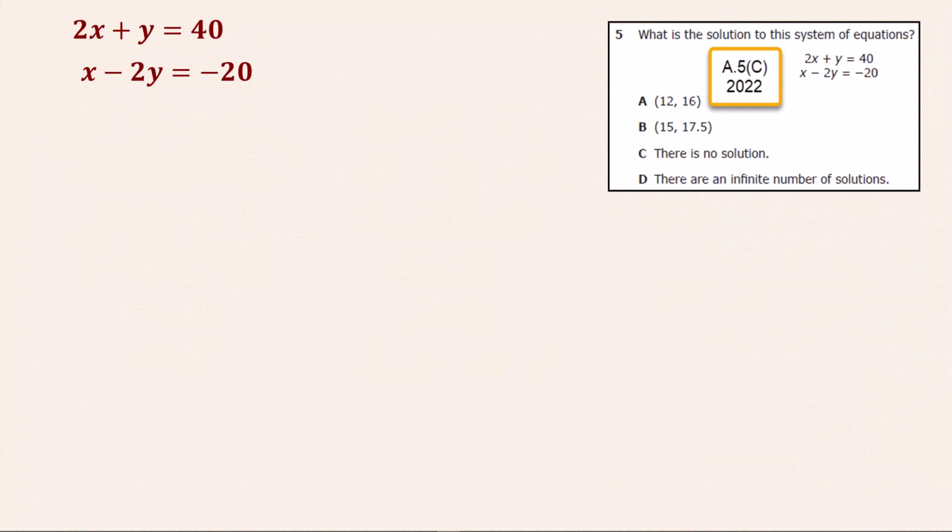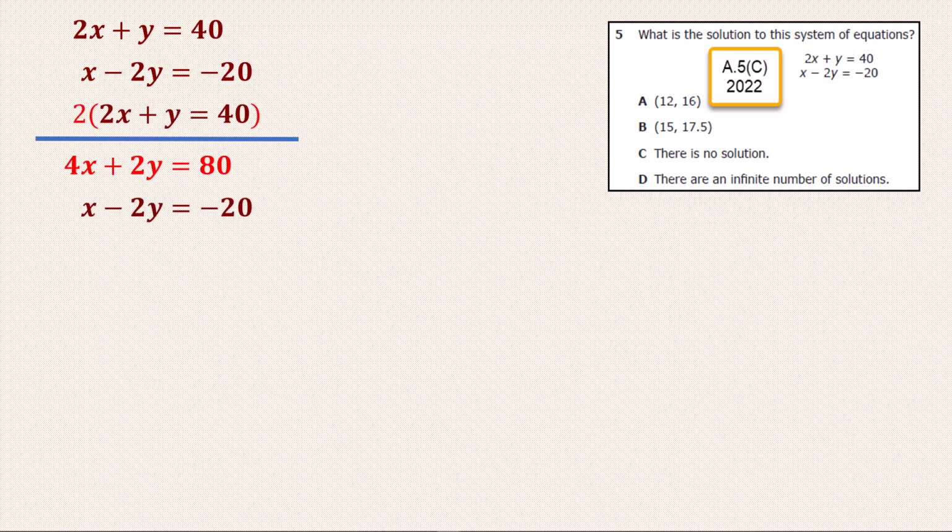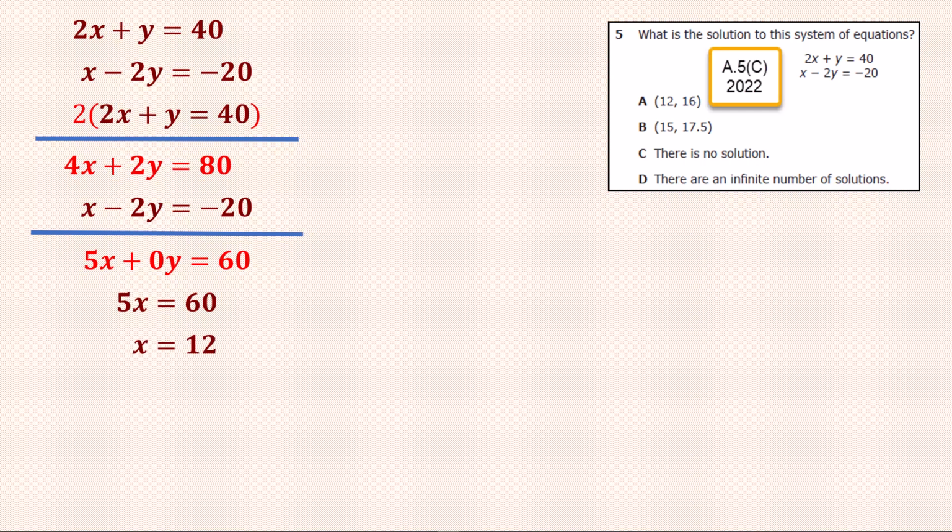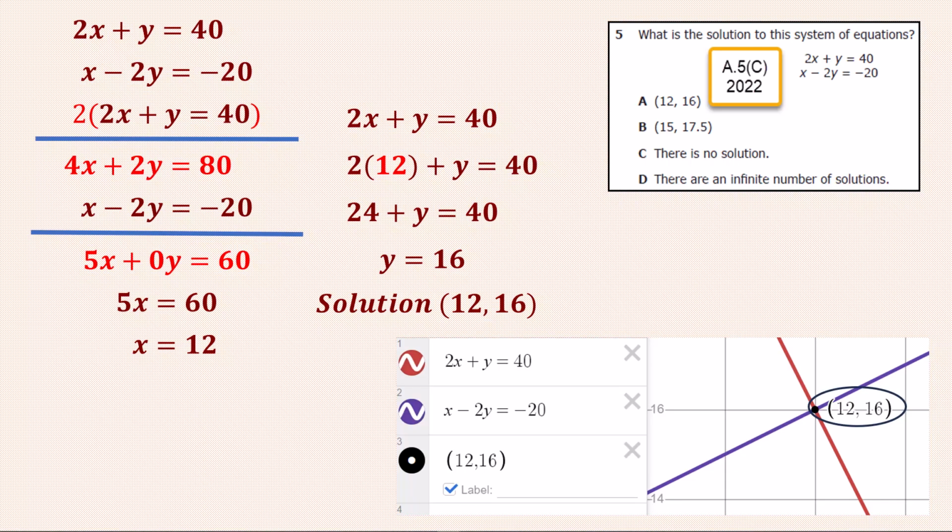Here's another test question you might see on STAR. Pause the video and work it out. This time we'll eliminate the y terms, multiplying the first equation by 2 to get opposite y coefficients 2 and -2. Those drop out when the equations are combined, leaving 12 as the solution for x. Plugging that value back into the original equation gives us 16 for y, revealing the point 12, 16 as the solution, matching choice A.